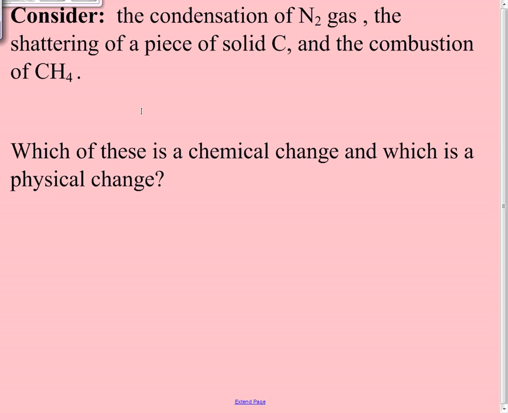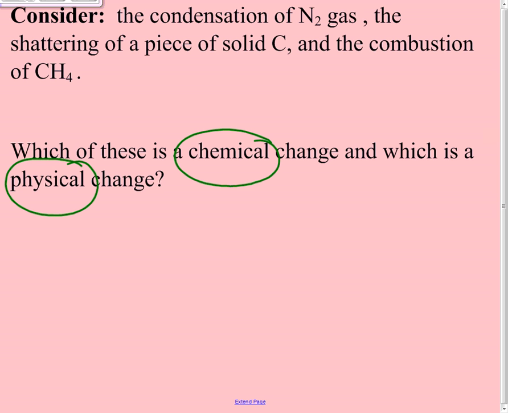Welcome back. Today we want to continue our discussion of matter. And to begin with, let's start with this consideration. Consider the condensation of nitrogen gas, the shattering of a piece of solid carbon, and the combustion of methane, CH4. Which of these is a chemical change and which is a physical change?